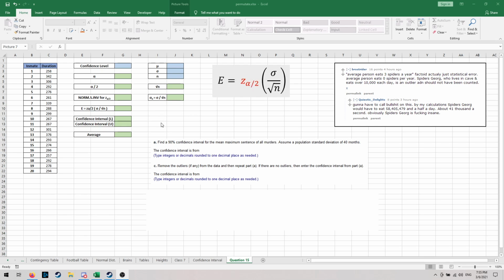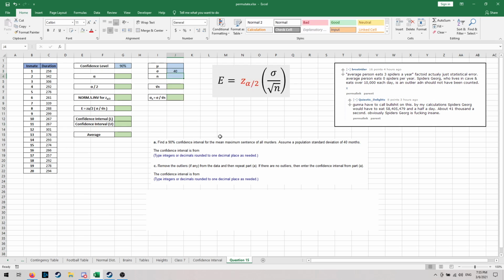So let's just jump in and we'll start pulling out information from our question. The very first thing we're told is we need a 90% confidence interval, so we can just enter that. That's what they want, 90%. Next, we're told sigma, 40 months, the standard deviation.